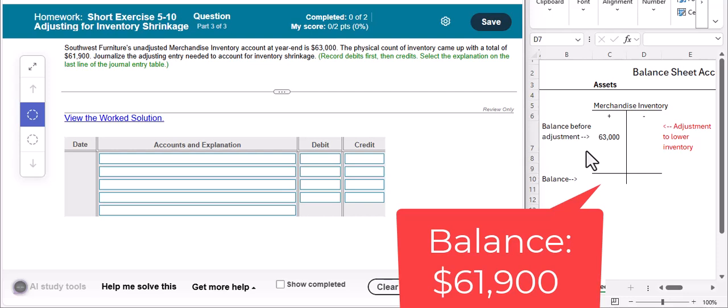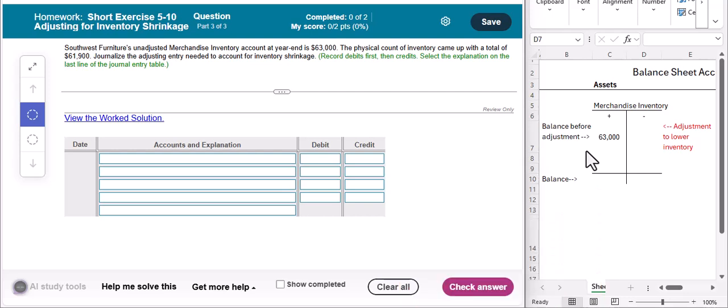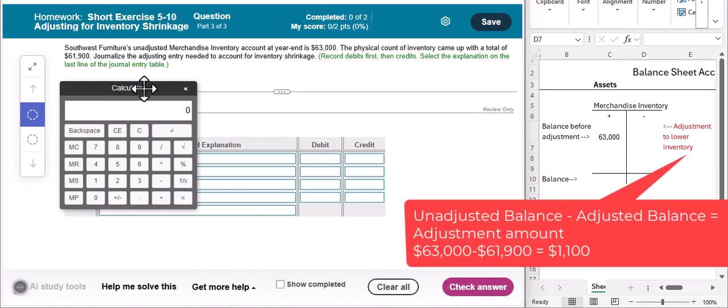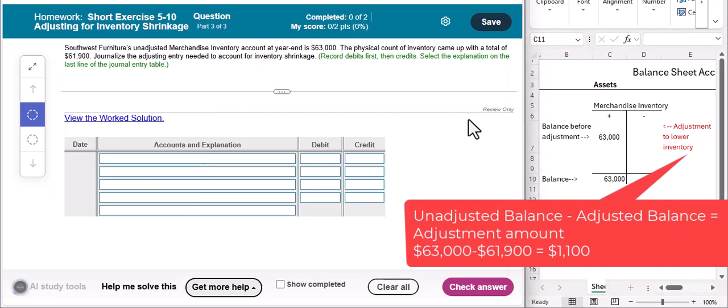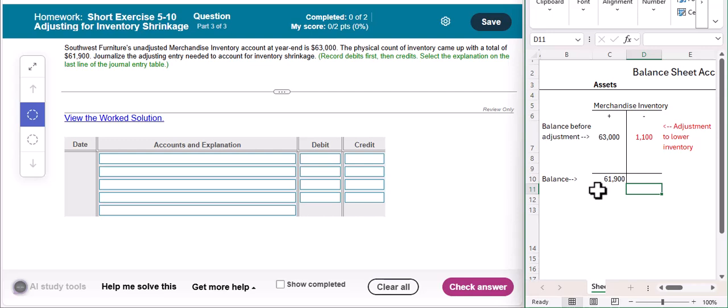So how do we get this account down? Well, I'm going to have to adjust it by the difference. So I'm going to take that 63,000 and subtract 61,900. So then I'm going to pop open my calculator here. So then I'm going to take 63,000 and subtract out 61,900 to get that difference, which is 1,100. So I'm going to go ahead and close the calculator and input that amount here in our T account scratch paper. So that is going to give us, again, that double check here of a balance of 61,900, which is what the physical count was. So we know we've adjusted the account properly.